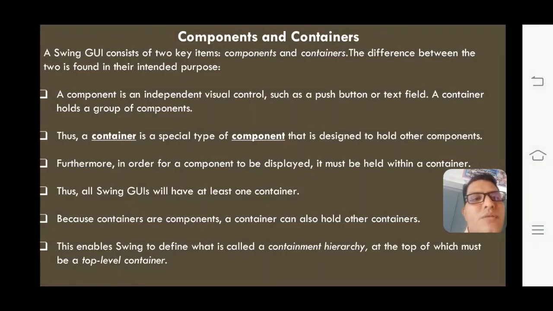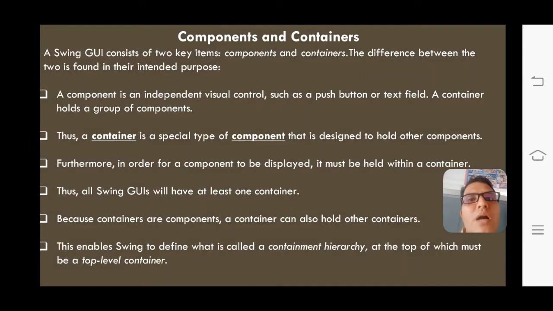This is a very important topic. I already told you in the last class. This question was asked in 2018 and 2019. You can verify your previous question papers. Let us see: a Swing graphical user interface consists of two key items, that is, components and containers. Let us see the difference between the two.